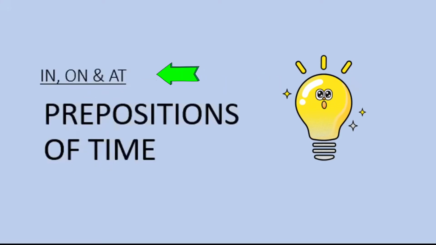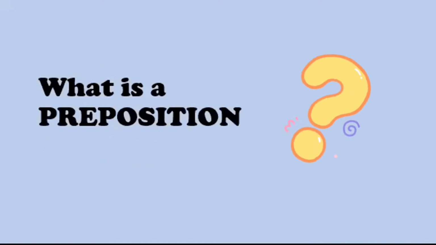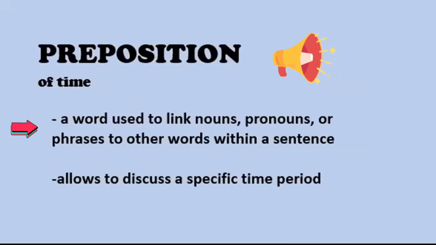In, on, and at are called prepositions of time. But what is a preposition? A preposition is a word used to link nouns, pronouns, or phrases to each other within a sentence. Preposition of time allows us to discuss a specific period of time.